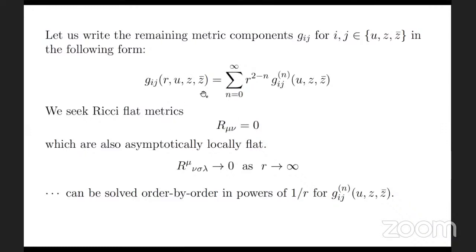And the equation of motion that I'm going to use is Einstein's equation, which is Ricci flatness in 4 dimensions. And I'm also going to impose this asymptotic flatness condition, which is basically that the Ricci tensor with 1 up, 3 down indices has to go to 0 as R goes to infinity. And then these equations can be solved for G_ij(n) order by order in 1 over R.